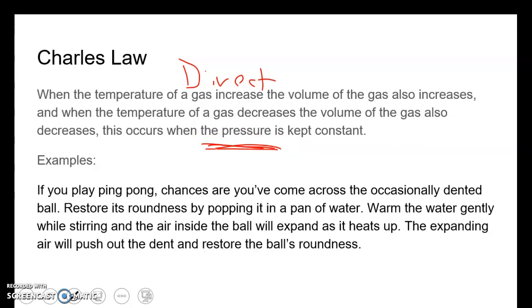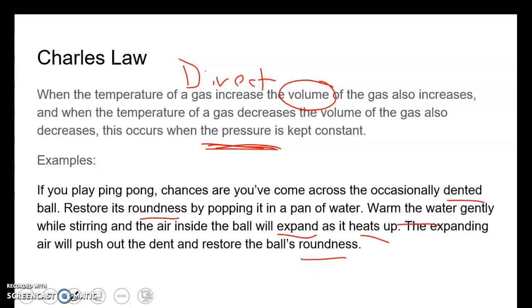So here's something that you may or may not know. Let's say you have a ping pong ball and you really smack it hard, and it becomes dented. If we want to increase the volume of the gas inside the ping pong ball to restore the roundness, we get warm water, and then we just set the ball inside. What will happen is it will heat up and expand, increasing the volume of the ball, and the ball will become round again. So that's an example of using Charles's law to your advantage.